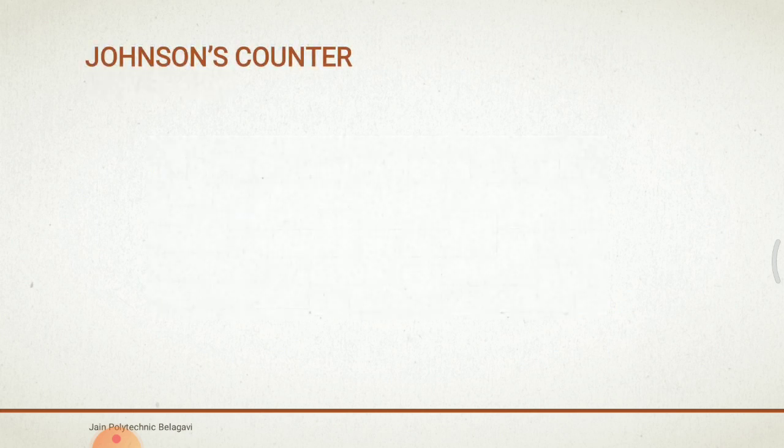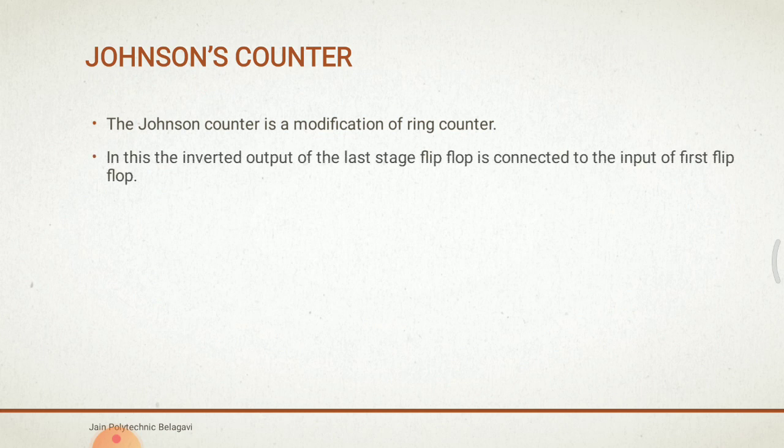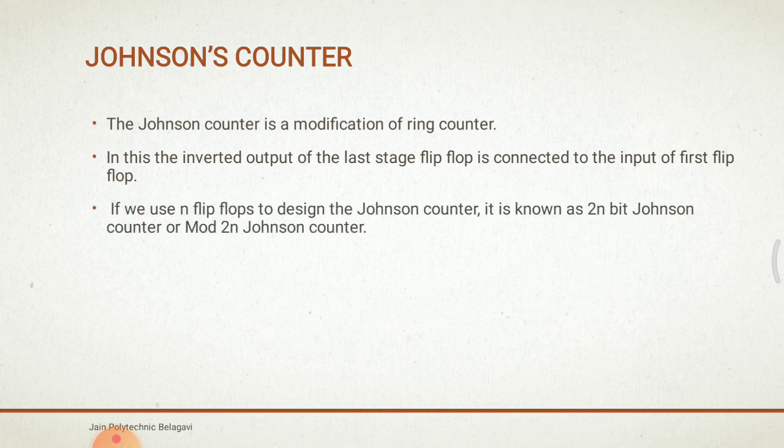So next one is the Johnson's counter. Johnson's counter is a modification of the ring counter. In this, the inverted output of the last stage flip-flop is connected to the input of the first flip-flop. If we use n flip-flops to design the Johnson's counter, it is known as the 2n Johnson's counter.